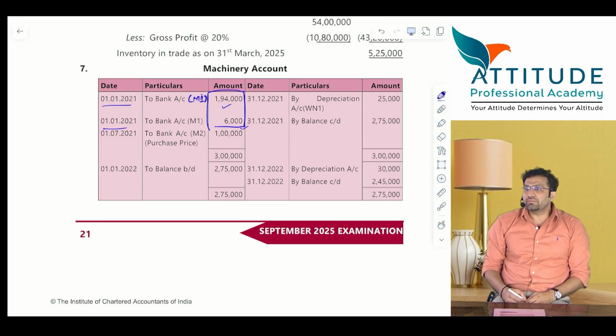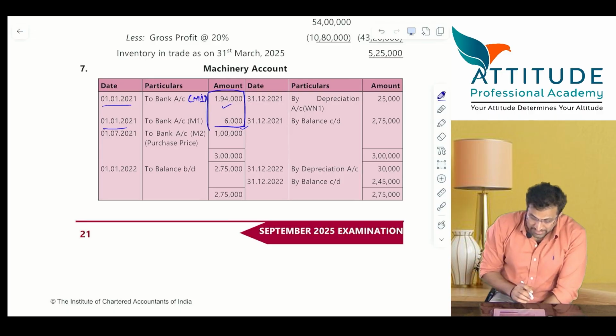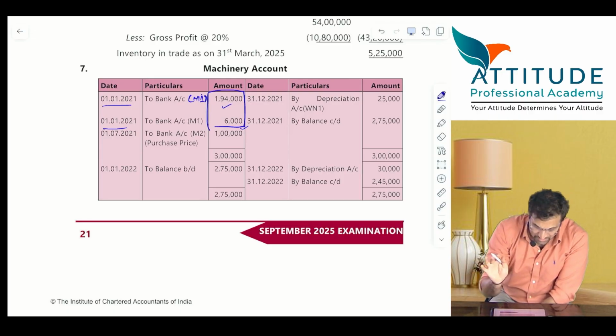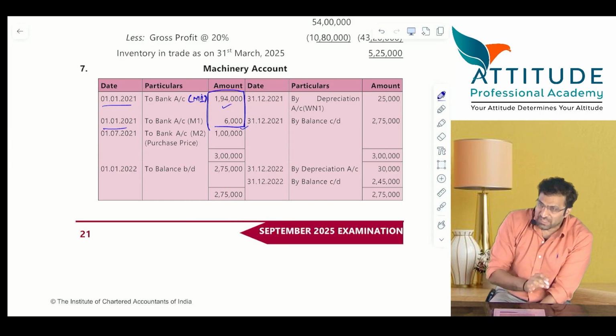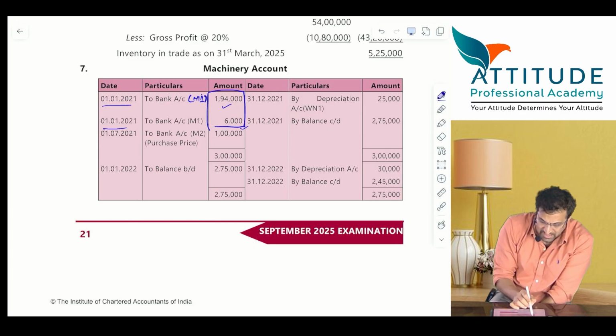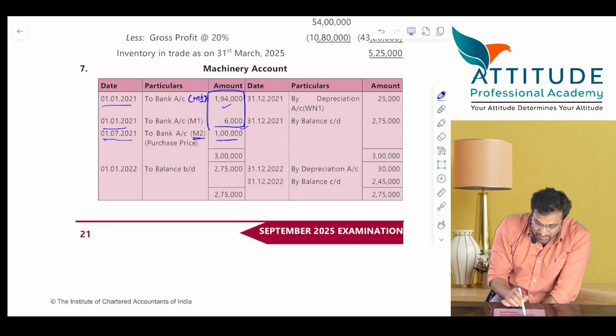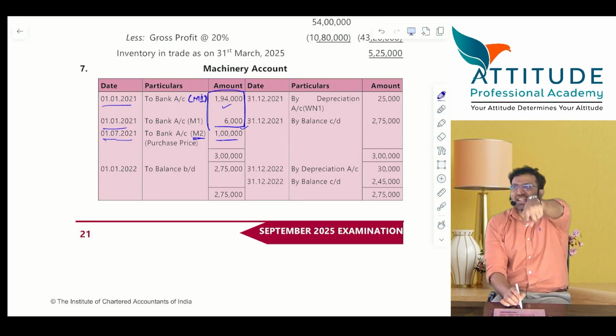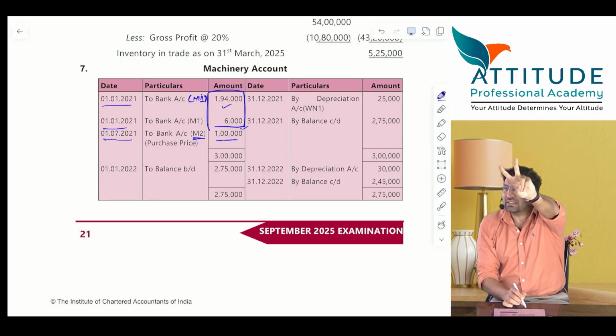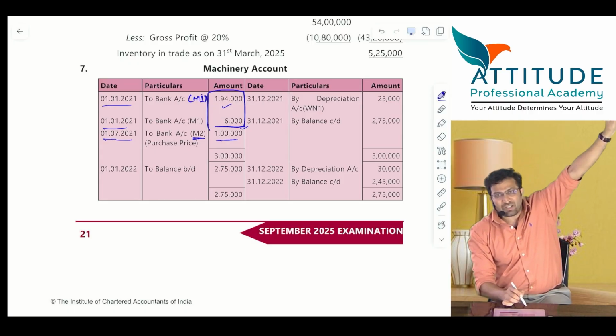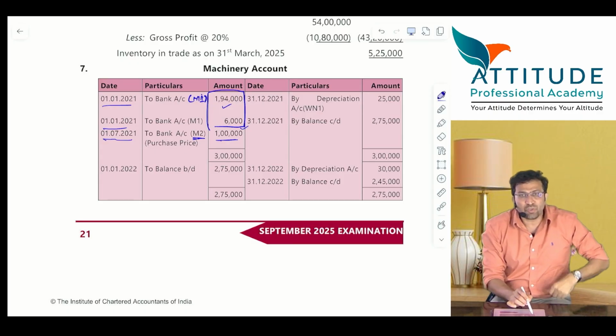Hello? Please concentrate. Now, in the year 2021, is any other machinery purchased? There is one more machinery purchased in the year 2021 on 1/7/2021. Machinery 2 was purchased for 1 lakh. So, machinery account debit to bank. Tell me, in the year 2021, how many machineries are there? 2 machineries. But one is purchased on 1st January, another is purchased on 1st July after 6 months.